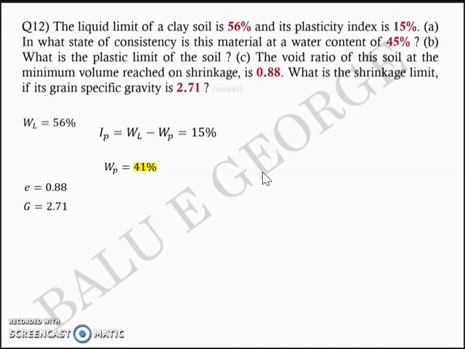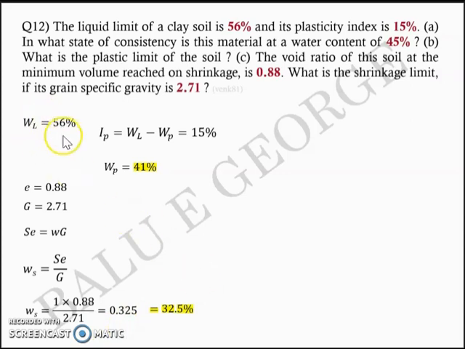Now at the shrinkage limit, of course, you know that the soil is saturated, so you have Se equal to wG, the expression, and the water content at the shrinkage limit, w, is Se by G, where S equal to 1, e is 0.88, and G is 2.71. So you'll get the water content at the shrinkage limit as 1 multiplied by 0.88 by 2.71, that's 0.325, or 32.5% is the shrinkage limit.